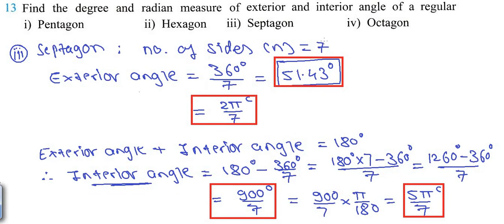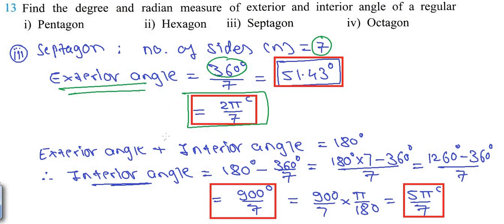Number of sides n equal to 7. Therefore exterior angle is equal to 360 degree upon 7. You can keep it as it is, no problem, you will get full marks. But if you want, you can convert into fractions. Divide 360 degree by 7. So that is equal to 51.43 degree. Let us convert this into radian. Write 360 degree as 2 pi. So in radian measure it is 2 pi by 7 radian.